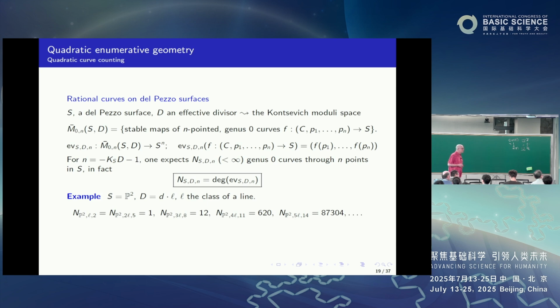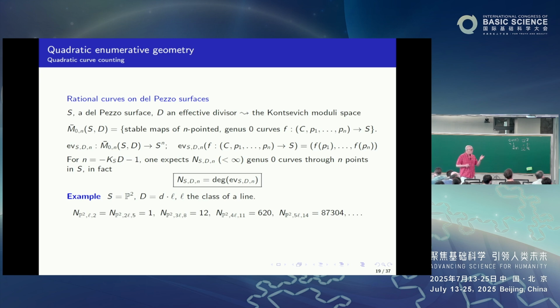He had the moduli space of stable n-pointed genus 0 maps to your surface. So C is a genus 0 curve, possibly singular with nodes. P1 through Pn is a choice of n smooth points on the curve. F is a map of the curve to your surface. Now there's an evaluation map. If you have your map, you can take the value of f at the endpoints. That gives you endpoints in S. That gives you the evaluation map from the moduli stack to S to the n.